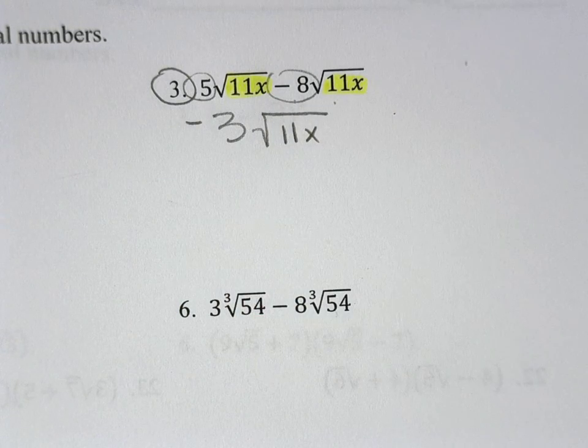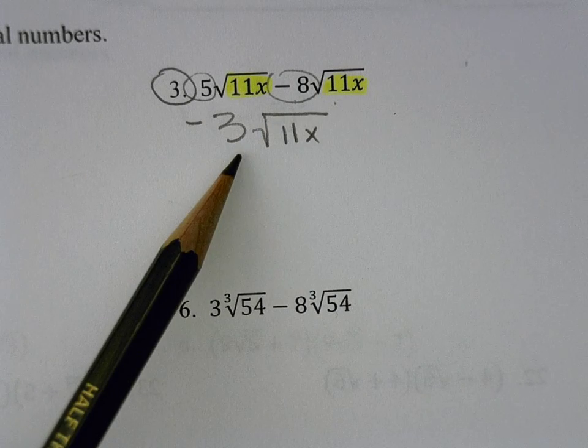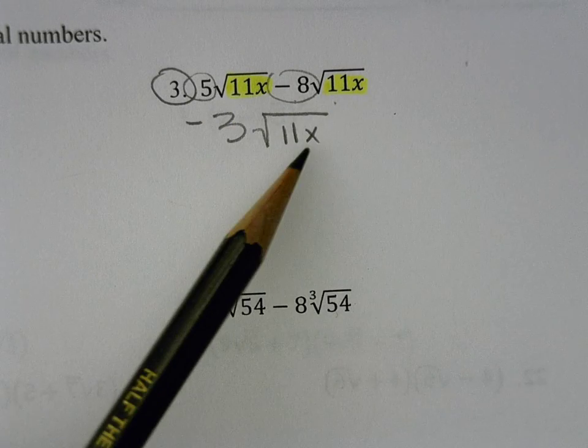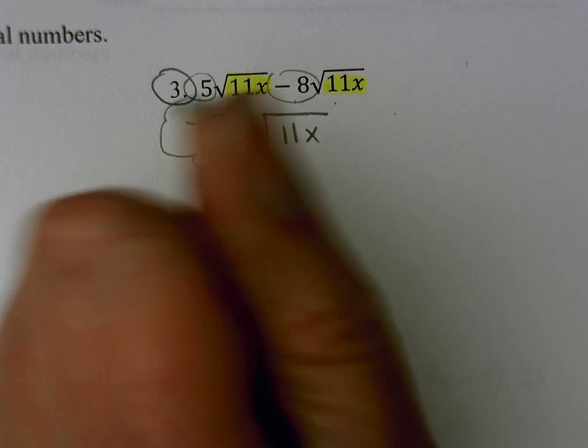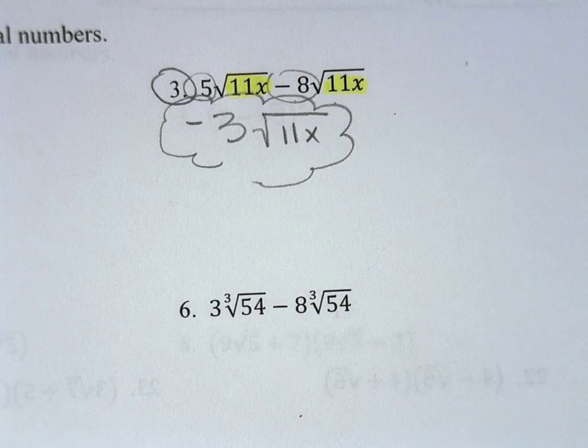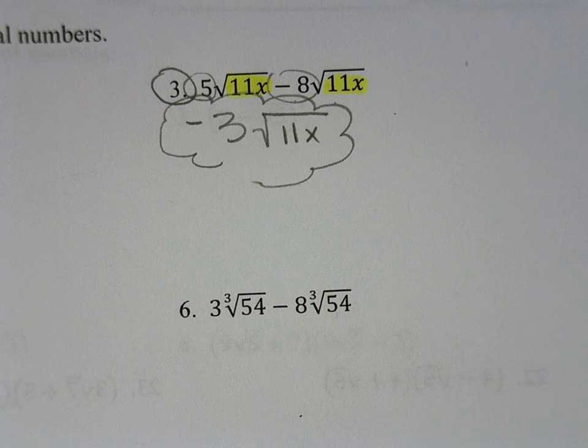So it's just like adding your variables where you add your coefficients. So 5 plus -8 is -3, and then the radical stays the same. And then I can't simplify anything, so that would be my answer. Okay. And then let's take a look at question number 12.